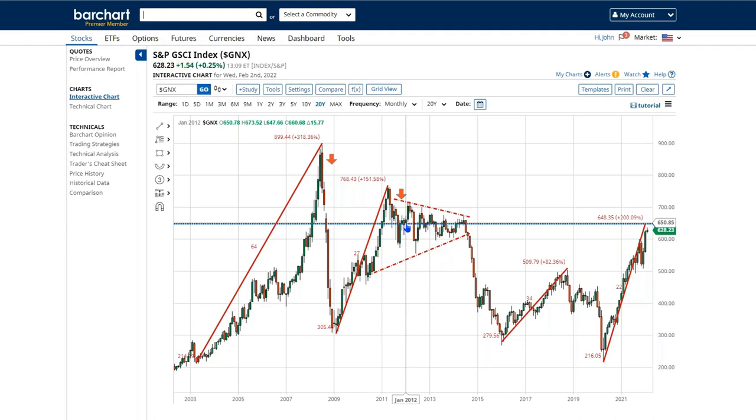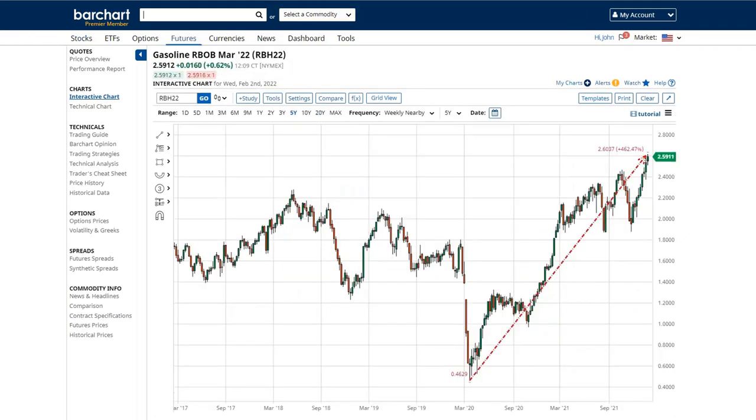Now, I did say that this particular index is energy weighted. So what I'm going to do is I'm going to go into crude oil.